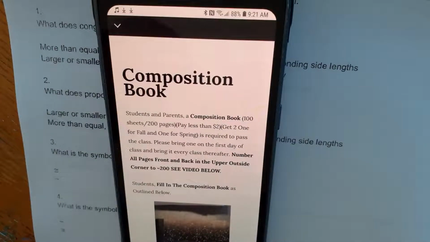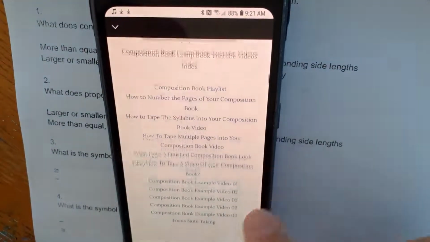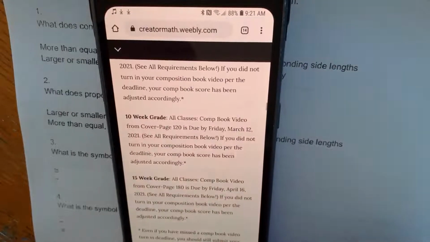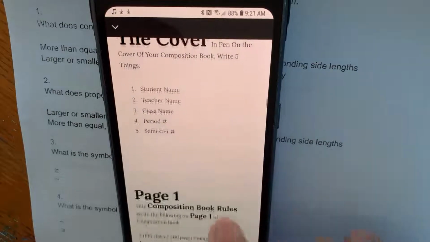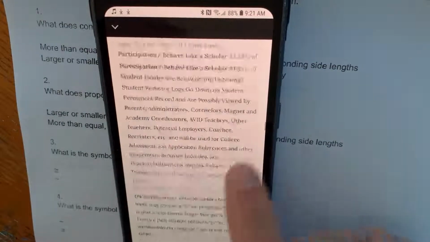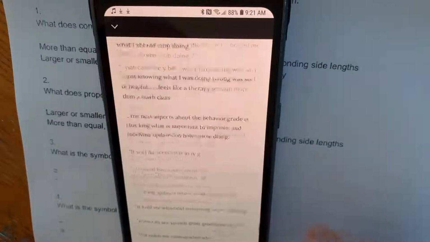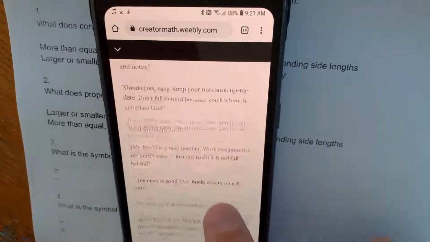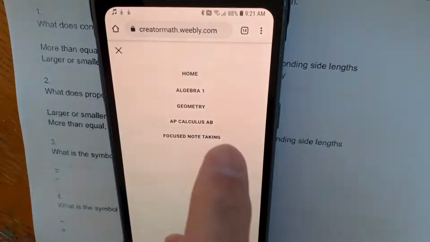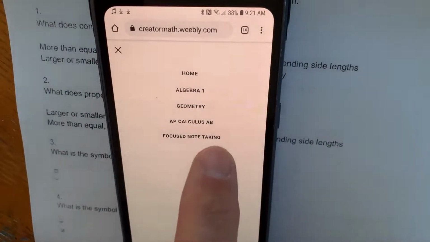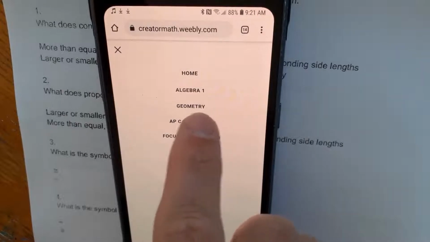Once you see that, look for the picture. Here are a bunch of videos. Watch all the videos. Here are due dates. Follow the due dates, and here are instructions what to put on which pages, right? Follow all those directions. If you do that with your comp book, and there's a video on how to number pages, etc., right? You should have a 90 or 100% on your comp book, and you submit that by video to the LMS, Learning Management System, right?